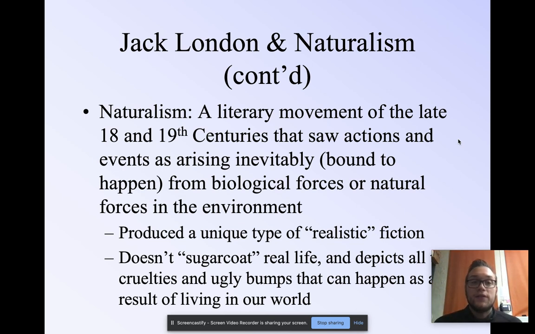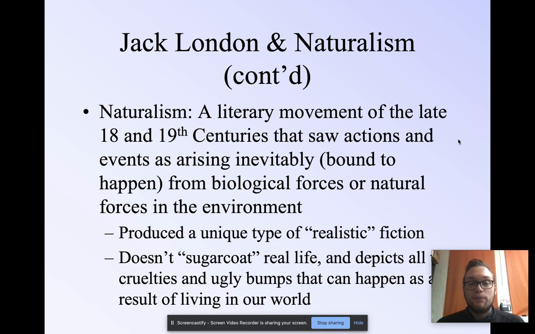So, social Darwinism and this phenomenon called naturalism actually have a really close similarity. But whenever we hear the word naturalism, that actually refers to a specific literary movement, okay? And by literary movement, we mean time periods in which a lot of authors at the time wrote in a similar style. So this particular literary movement happened around the 18th. It says 18th and 19th centuries. That is actually a mistake. It's actually supposed to say late 19th and early 20th centuries. So that's my bad.